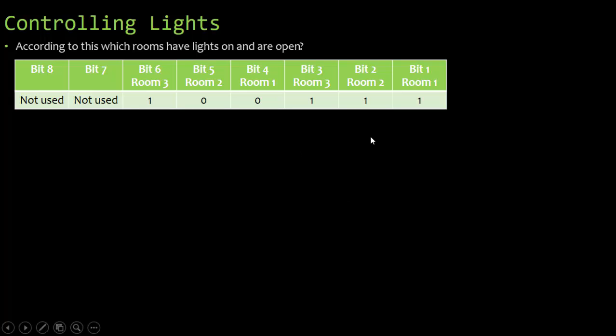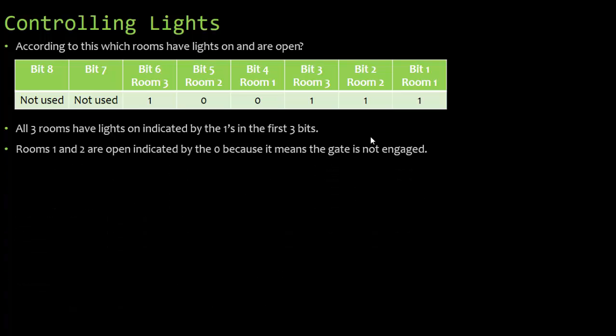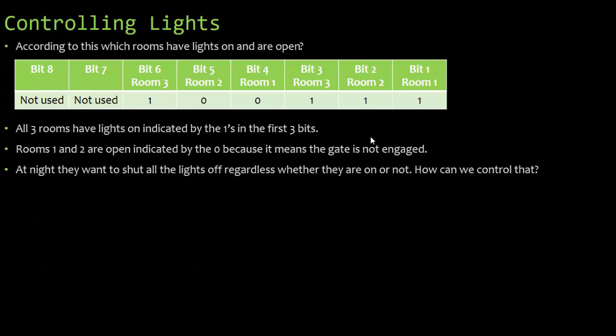All I did was copy this over to the next slide because we're about to do some bitwise manipulation. Now, all 3 rooms have lights on, indicated by the ones in the first 3 bits. Rooms 1 and 2 are open, indicated by the 0, because it means the gate is not engaged. At night, they want to shut all the lights off regardless of whether they are on or not. Well, how can we control that?